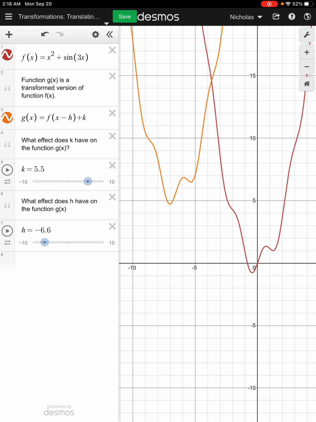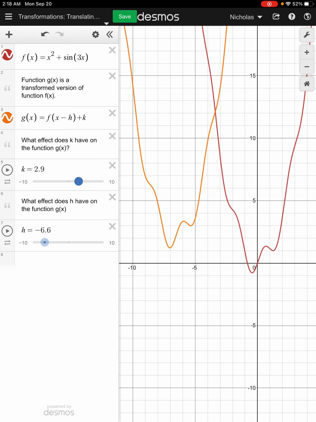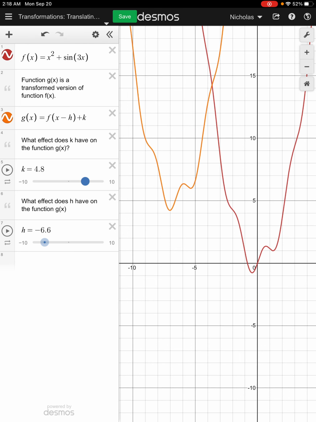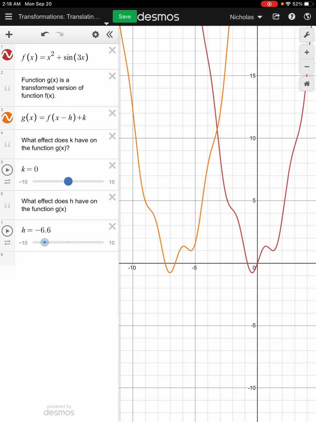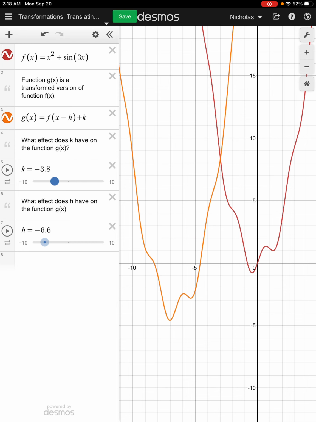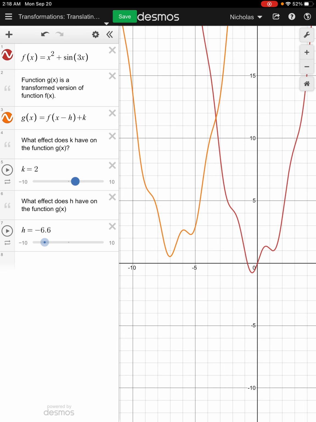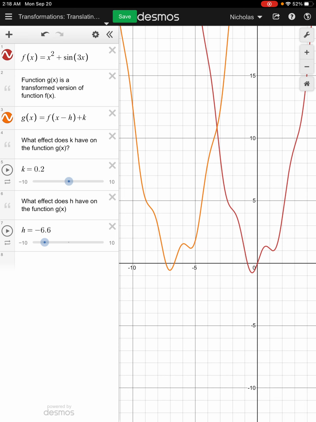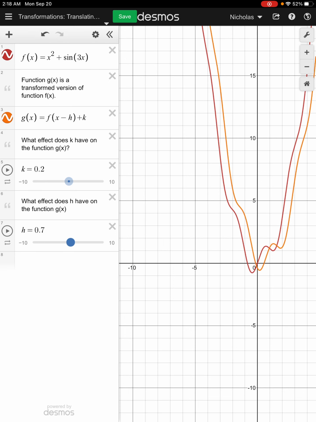So again, if I'm adding k and it's positive, it's shifting up. As soon as k becomes negative, it starts shifting down. I'm shifting down. And I can also do that with h, which is inside my parentheses.